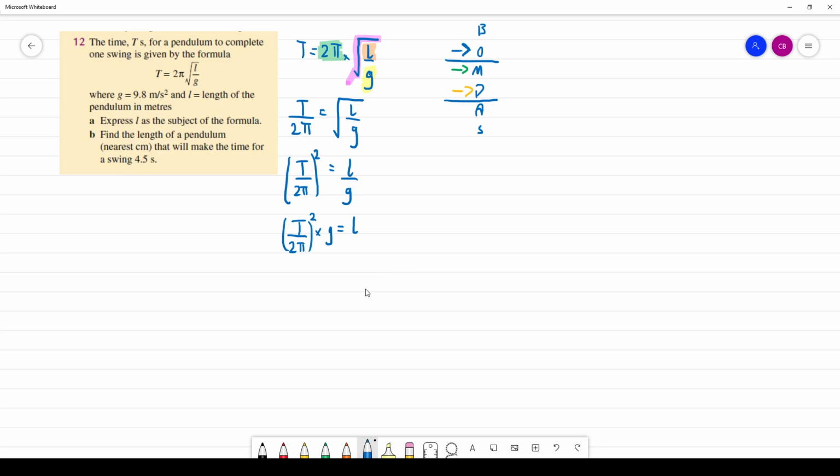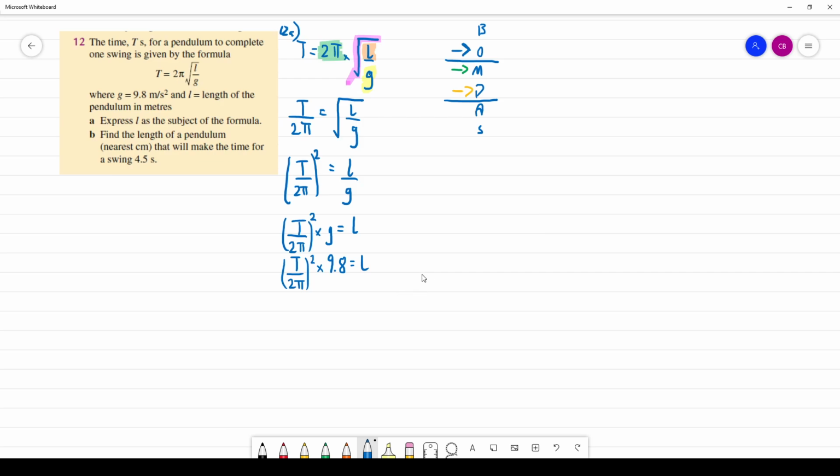Whew. And we're done. It was only 3 steps because 3 things were happening to L. That's A done. It does tell us what G is. G is 9.8 meters per second squared, so if we wanted to, we could sub that in. So T over 2 pi squared times 9.8 equals L. And that's A done. Oh, I forgot to write it, 12A. Alrighty, and we're done. We've expressed L as the subject of the formula.